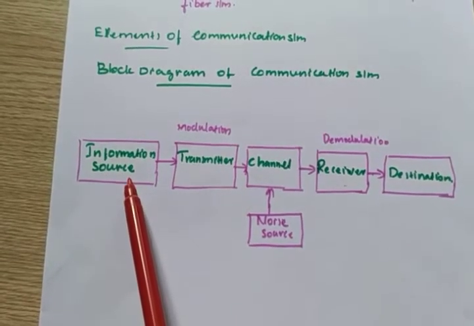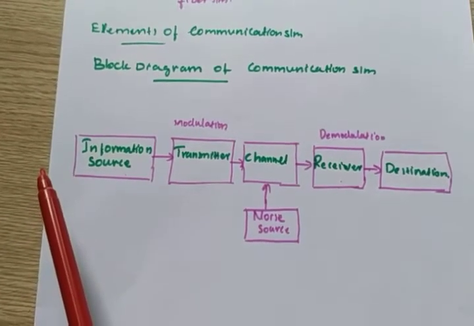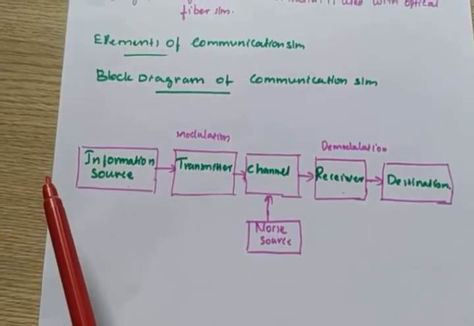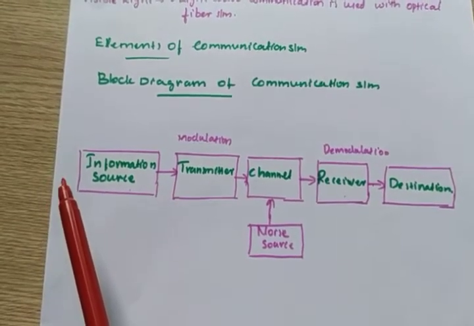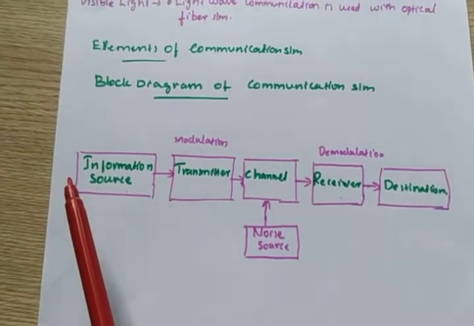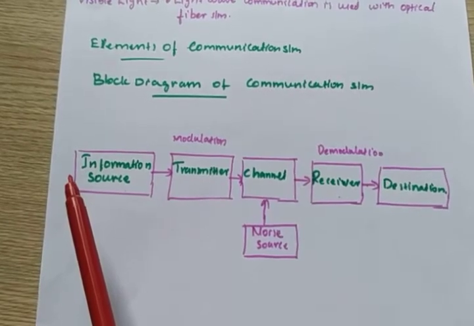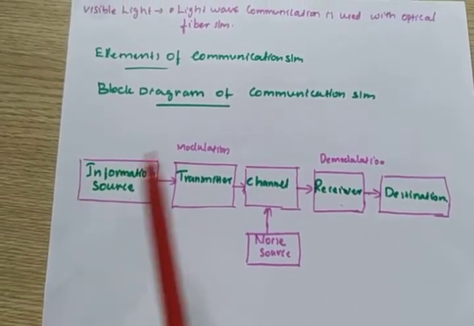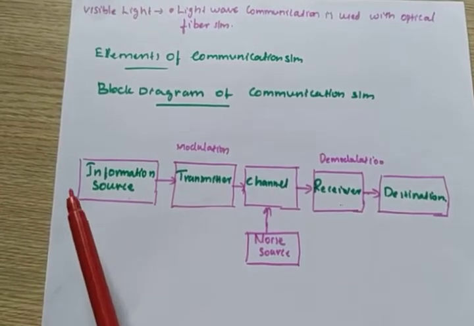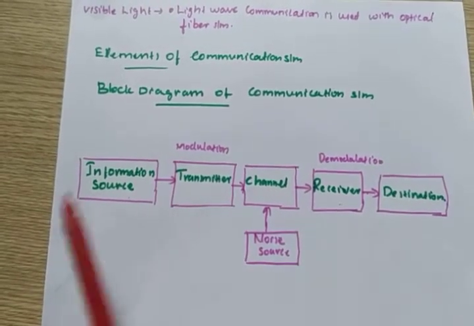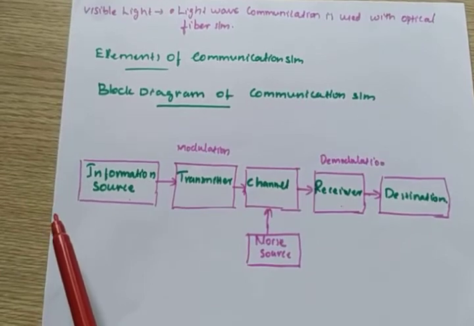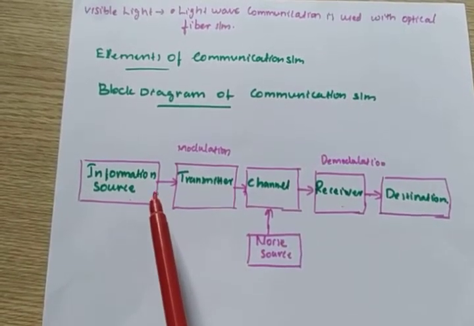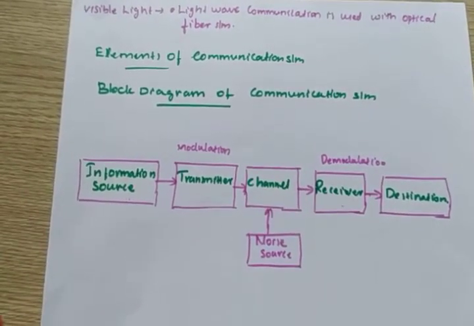First one is the information source. So what is a communication system? What is the need of a communication system? Communication means we need to transfer information, exchange of information. We need to exchange information over a distant place. You are in some place and your friend is somewhere at a longer distance. You have to transmit a message or send information. So you need a communication system.